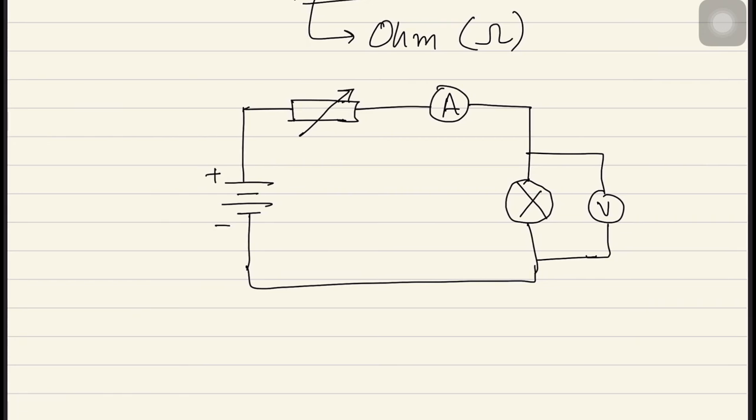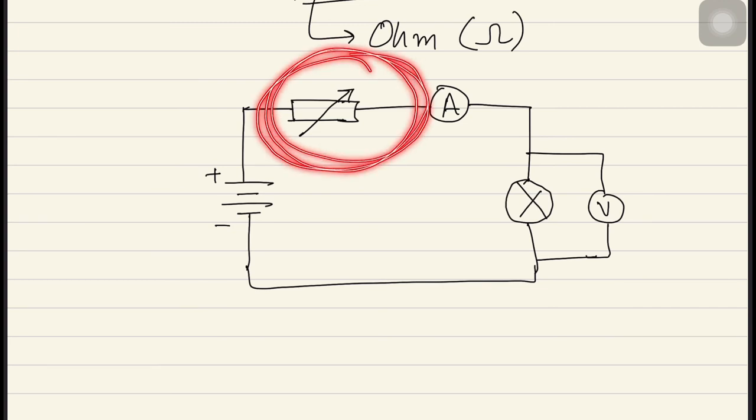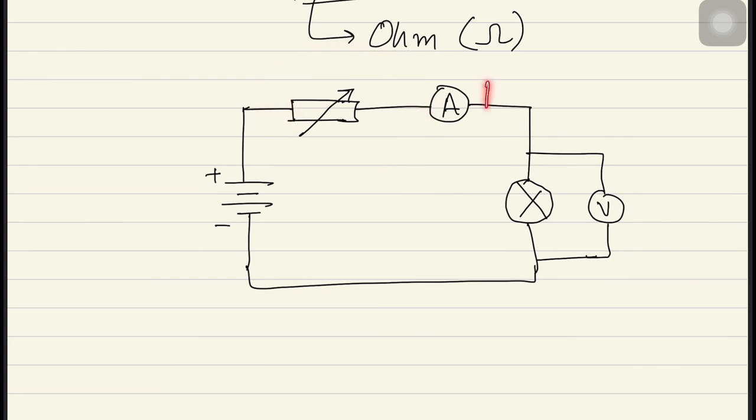Now I will keep this variable resistor at maximum, so minimum current will pass through this circuit, and after that I will check the voltage across the light bulb. Then after some time I'll decrease this resistance, so more current will pass. Then I'll decrease it further, more current will pass. Decrease it further, more current will pass. And in the end, I'll note down all the readings of the current and the voltages, and from there I'll work out the resistance of this light bulb.